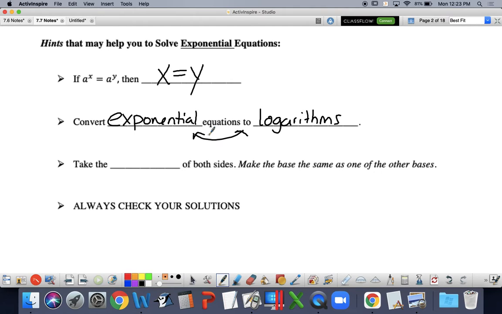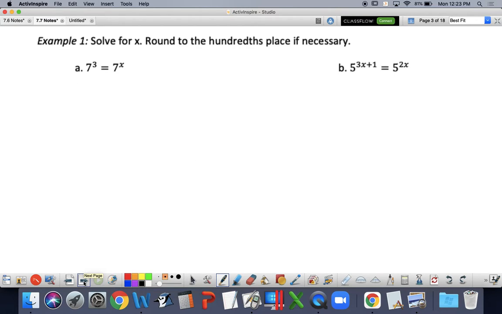And then the last one, which is not something we're going to do today in this part of 7.7: we may take the log of both sides. We may say, okay, how can I get rid of all the other stuff and just focus on the exponents? Taking the log might help us do that. And always check your solutions. There is an opportunity to get extraneous solutions. They will come up, so we must check our work.